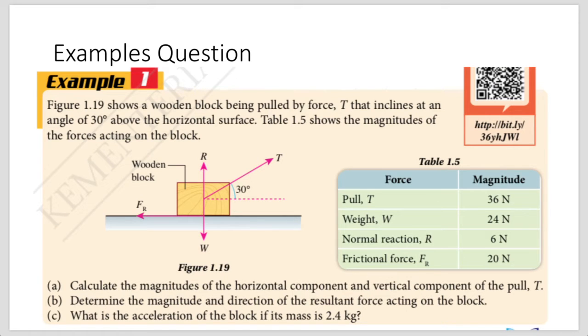Now the second question is B. Determine the magnitude and direction of the resultant force. So now, question B, this is where we apply what we learned last lesson. And this is also where we now take into consideration the other numbers that we have, like the weight, the normal reaction, the frictional reaction, and whatnot. So let me just write that down first.